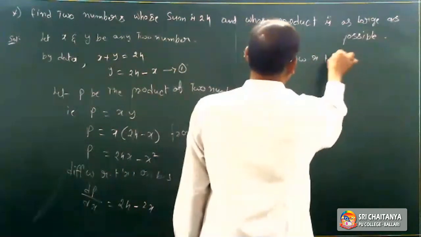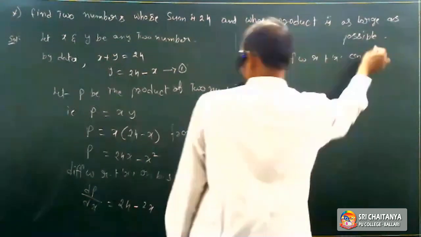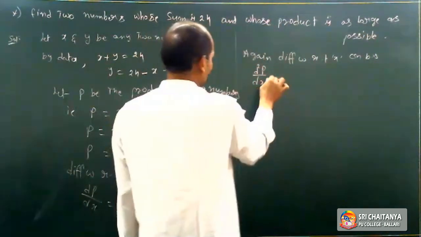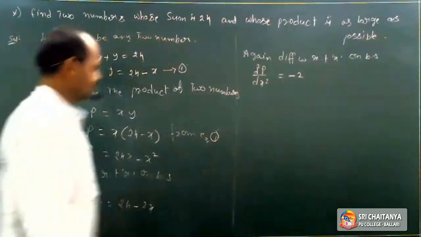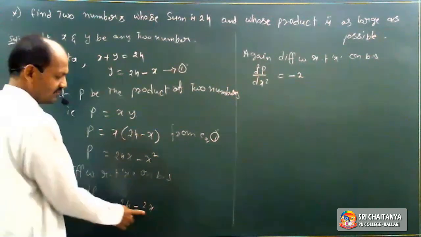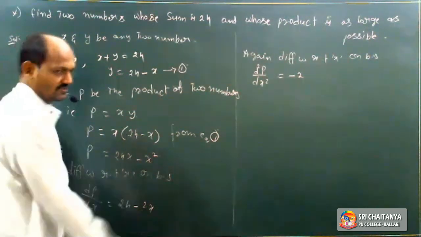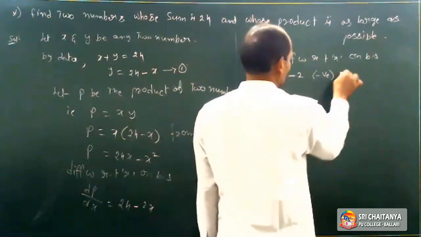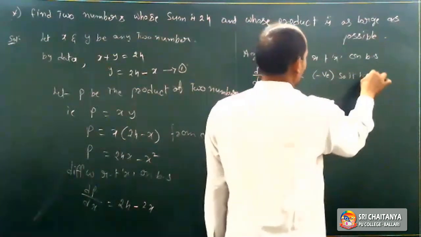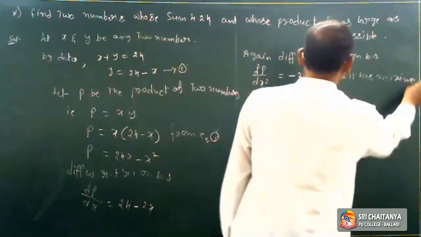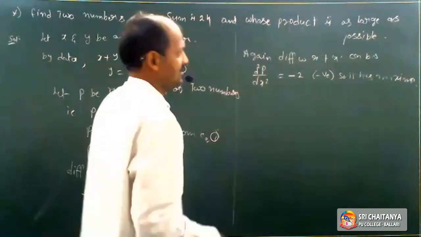Differentiation with respect to x on both sides. That is d square p by dx square is equal to minus 2. Derivative of 24, constant, is 0. Derivative of 2x is 2. Derivative of minus 2x is minus 2. It is negative, so it has a maximum.